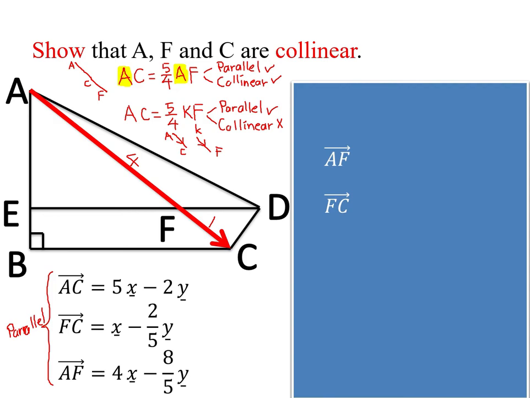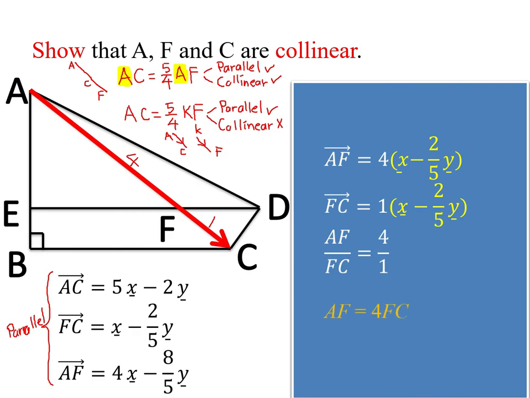If I refer to AF and FC, can also. Because AF, I factorize the 4 out. Then FC itself is already x minus 2 over 5y. So I can get the ratio again, 4 to 1. And then I can make the conclusion again. AF equals 4FC. You can see the ratio. You can see the common point. You can also make the conclusion A, F, C are collinear. So this kind of question, usually you have the freedom to choose any two vectors that you want to use to prove that these 3 points are collinear.